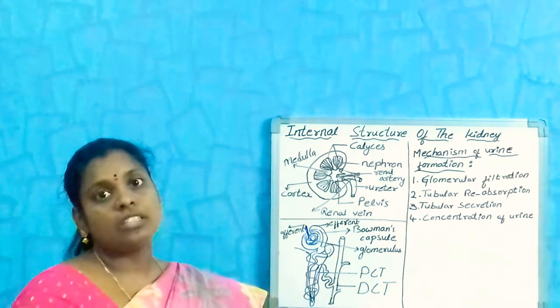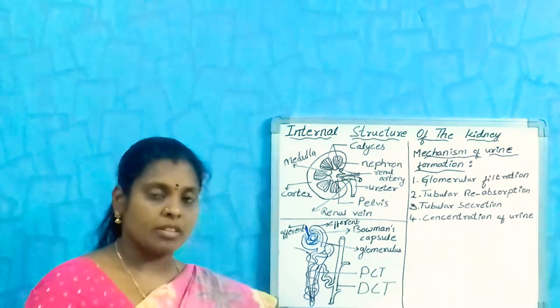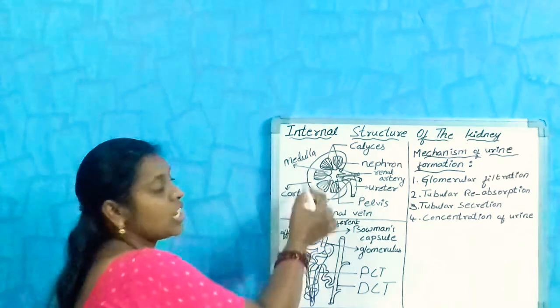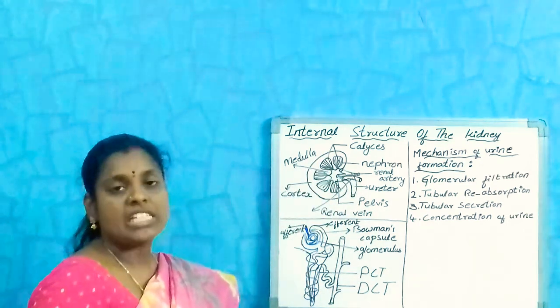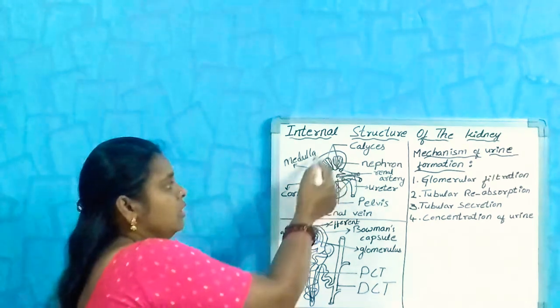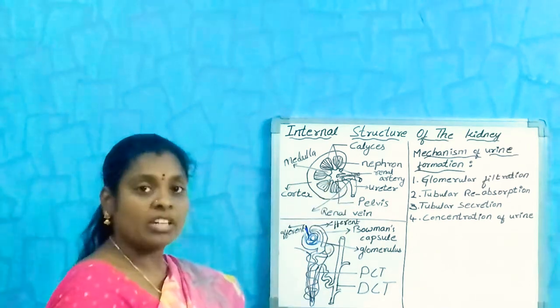Today we are going to learn about the internal structure of the kidney. If you observe, the structure of the kidney is bean shaped, which is reddish brown in color. The outer side is convex, whereas the inner side is concave.